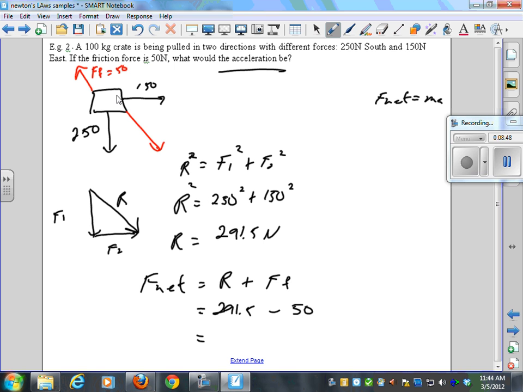So just subtract 50. It's 291.5 subtract 50. That's 241.5 newtons.